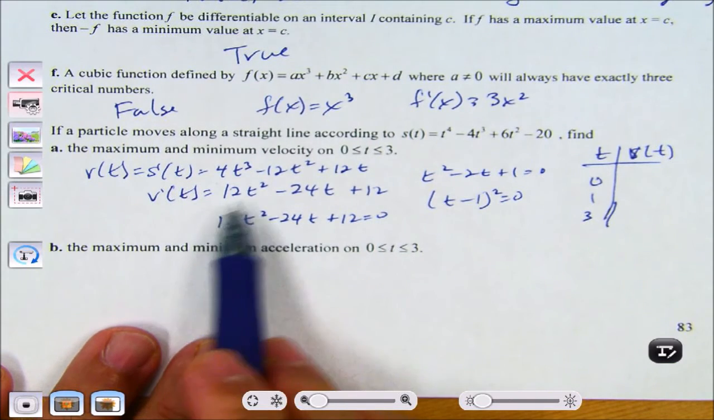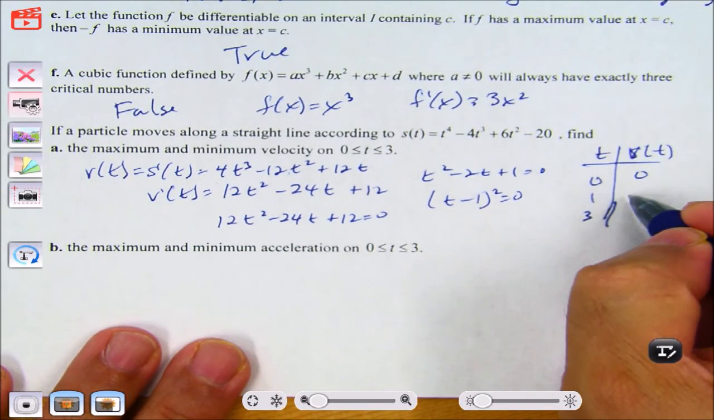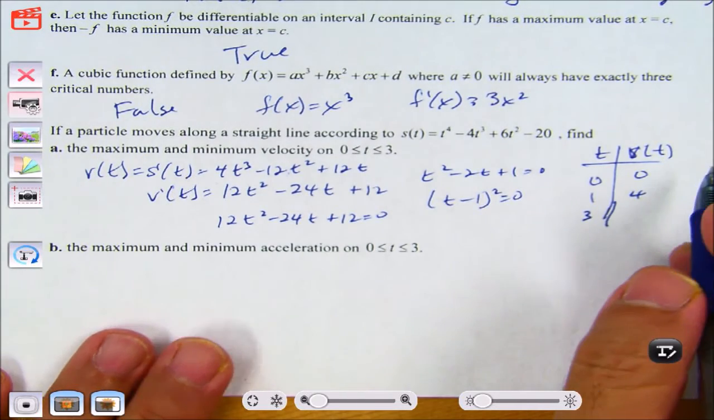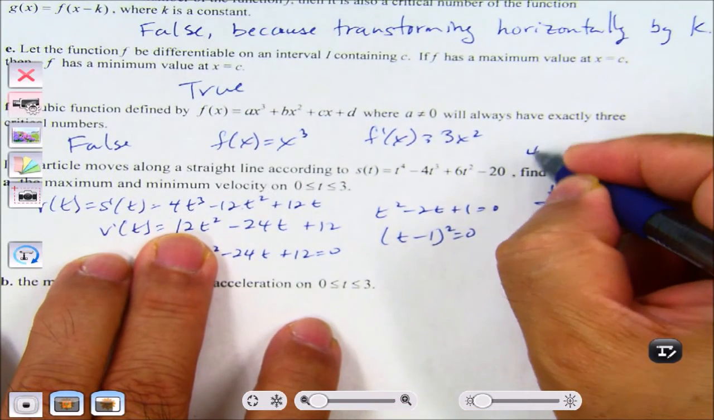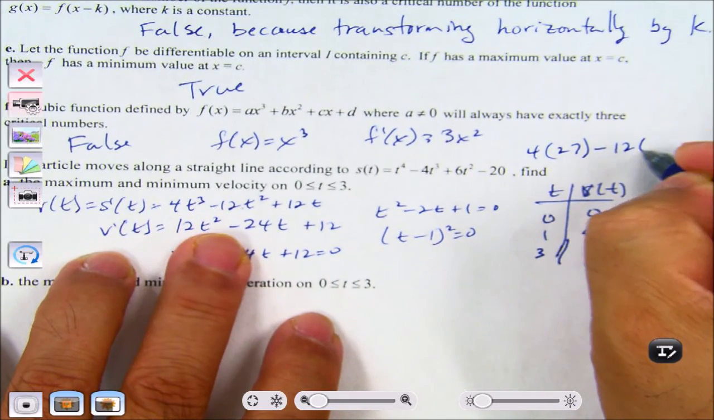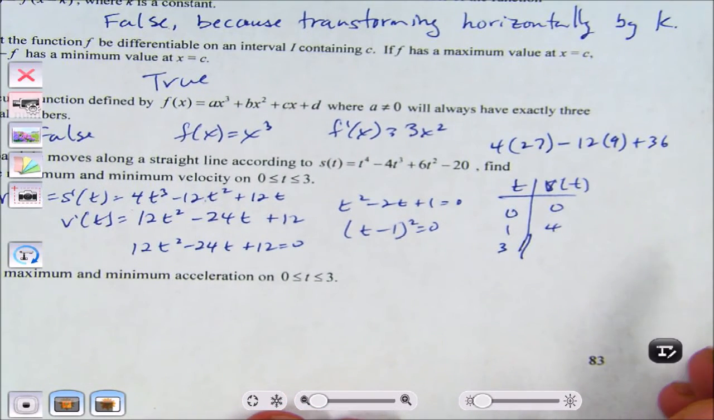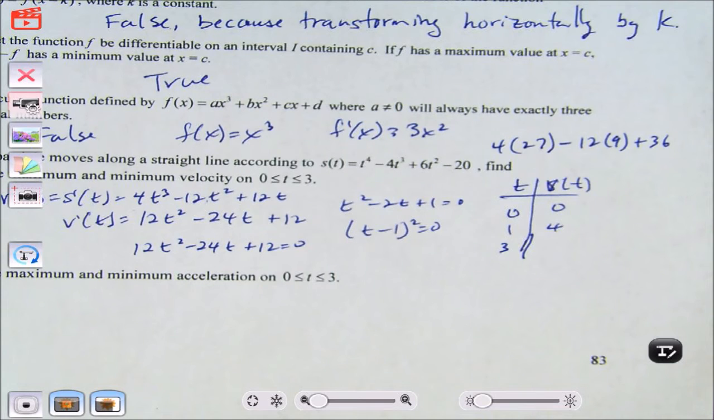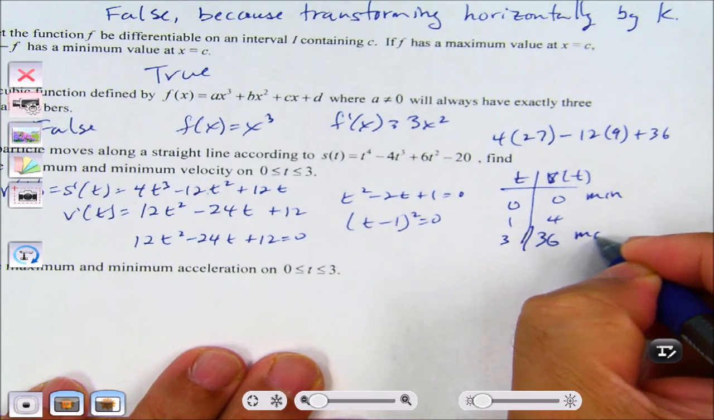So we'll plug 0 into velocity. Plug 0 in, you get 0. Plug 1 in there and you get 4. Plug 3 in there and my brain just stopped. So 4 times 27 minus 12 times 9 plus 36. I need a calculator. And I got 36. Really? So there's the min and there's the max.